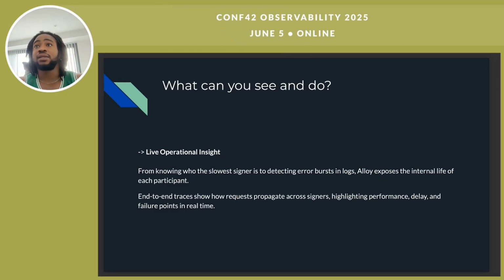What can you say and do? From this, we are able to get live operational insight, from knowing who is the slowest signer to detecting the internal life of each participant, each operator in the multisig. End-to-end traces show how requests propagate across signers, highlighting performance and pointing out failures in real time. With this, we're able to monitor for failures in real time and fine-tune the right alarm system and service level indicators.